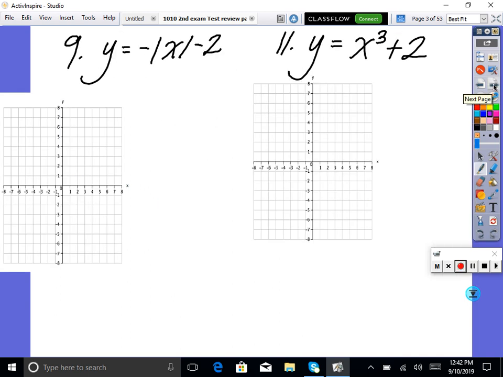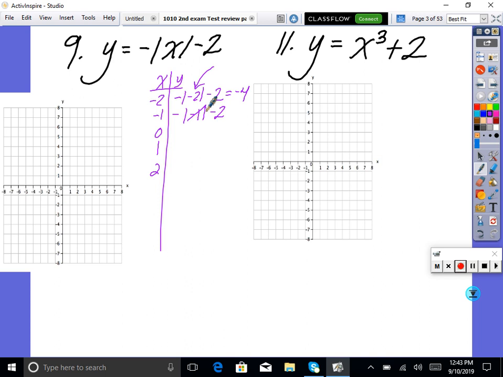Okay, so let's graph these. So, graphing absolute value. Once again, we're graphing by plotting points, -2, -1, 0, 1, 2. If we plug in -2, we'd have negative absolute value of -2 minus 2. So then this becomes positive 2, and there's a minus sign in front of that. So it's -2 minus 2, which is -4. Plugging in -1, we have -1 minus 2. So this becomes positive 1. Then the negative in front would be -1 minus 2, is -3.